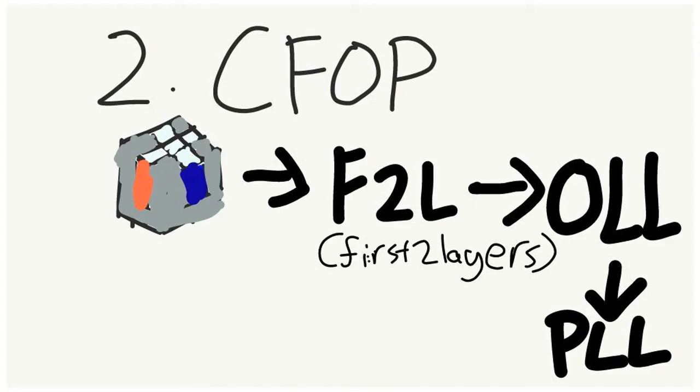Number 2, CFOP. CFOP is the most popular cubing method out there. It stands for Cross, F2L, OLL, and PLL. I'll have the videos out very soon. Stay tuned. So F2L means first 2 layers.